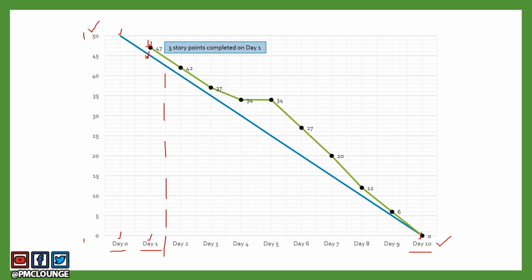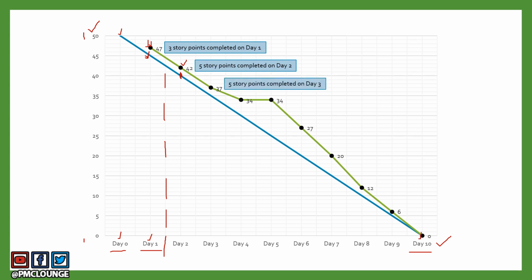So that's the whole idea behind the burn down chart. Now 3 story points were completed on day 1, so you are at 47. 5 story points completed on day 2. So on day 2 you are here, 42 story points, but ideally you should have been at 40 story points on day 2, right? That's what the blue line tells you.